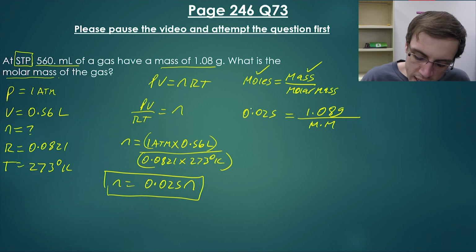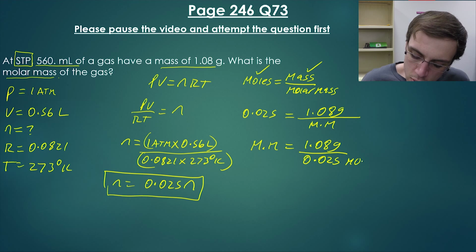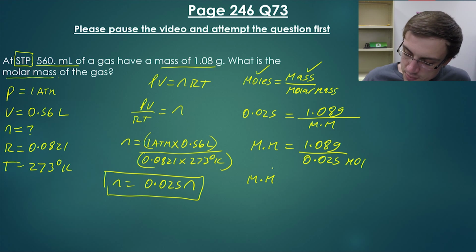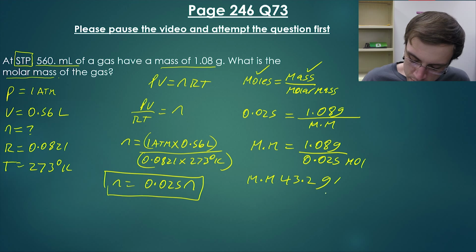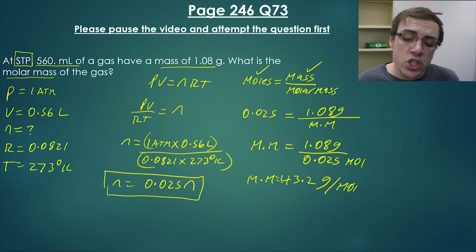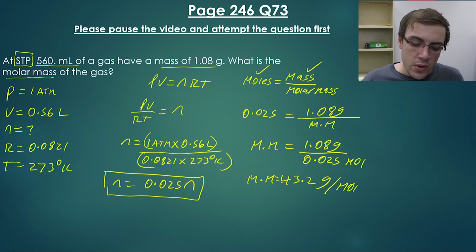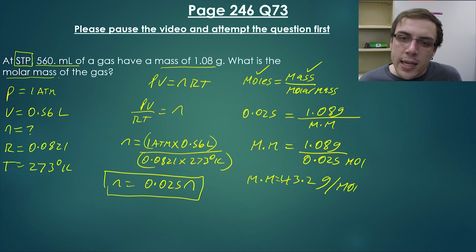So we rearrange this, so it's going to turn into molar mass is equal to 1.08 grams divided by 0.025 moles, which will give us a molar mass of 43.2 grams per mole. So again, when a question throws some units that you may not be familiar or comfortable with, just have a look and see how they link together.